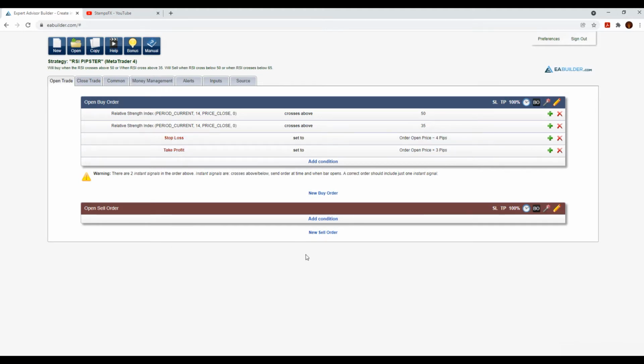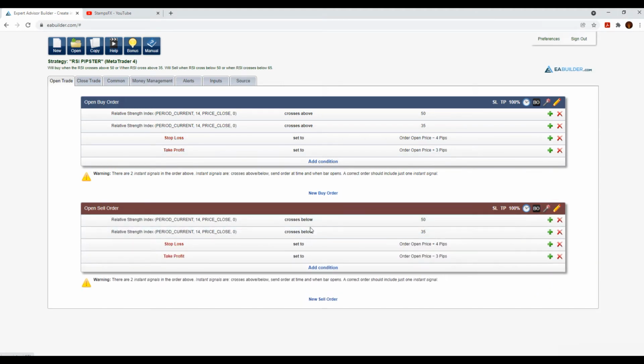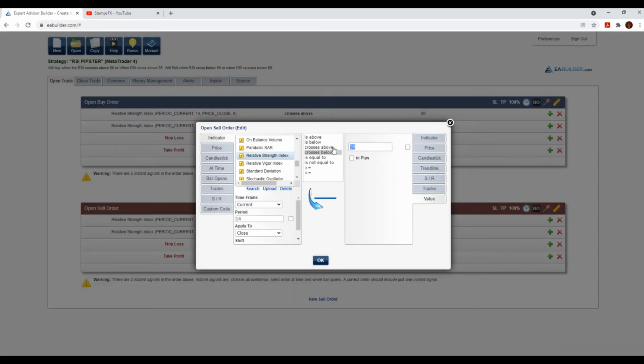For this sell order, now normally we can go in and hit the magic button here, the create opposite buy order, and it'll do everything here, but it'll just do it in reverse. The problem with that is these numbers would be incorrect. This 50 would be correct because we do want it when it crosses over the 50, but we don't want it when it crosses below the 35. So this number is actually 65.